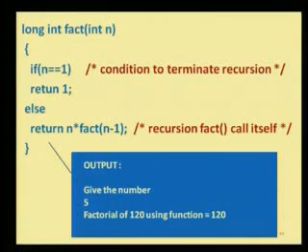So in this program, what we have done is give the number 5, and we print the factorial of 5 is 120. There is some error that it shows factorial of 120 using function equals 120. It should not be like that. The output will be factorial of 5 using function equals 120. That means 5 into 4 into 3 into 2 into 1.